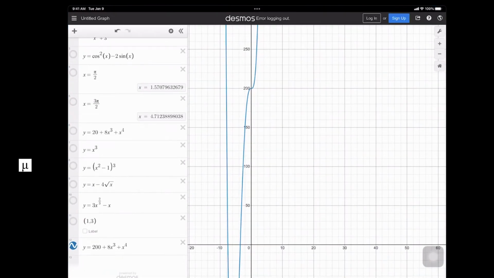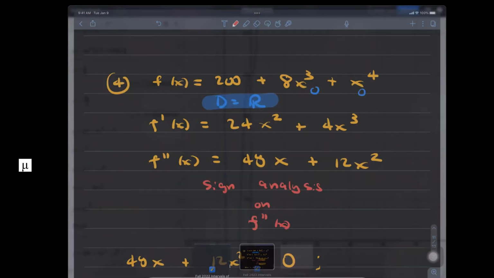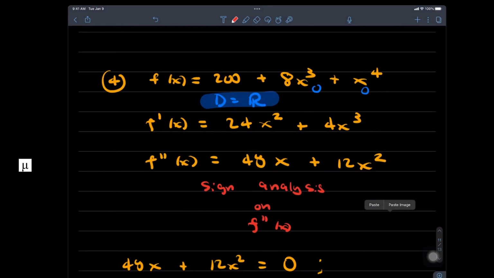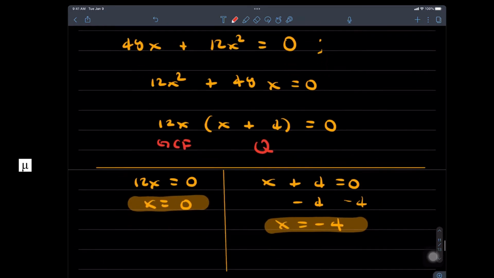Let me go back. 200 plus 8x cubed plus x to the 4th here. Second derivative now, right? Let me double check really quick. You guys find anything here? That's 24x squared. That's 12x squared.